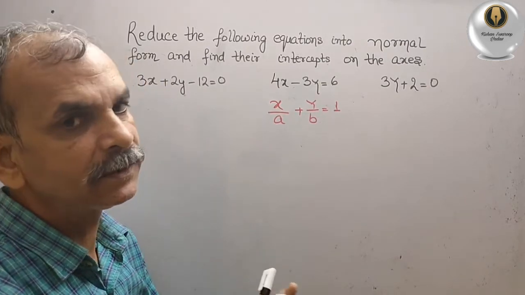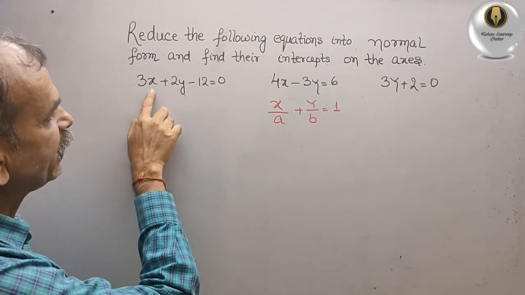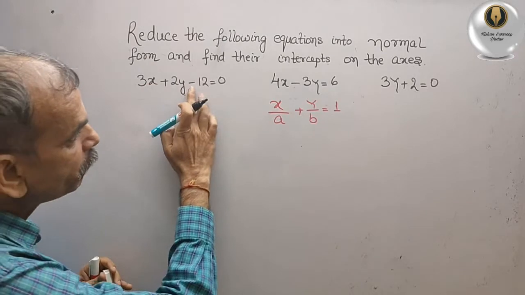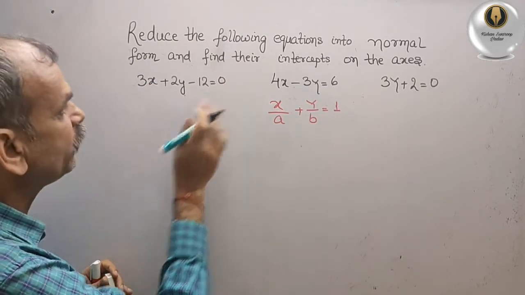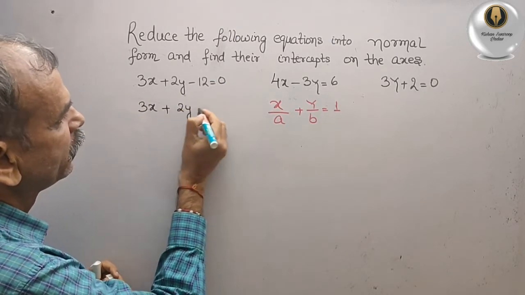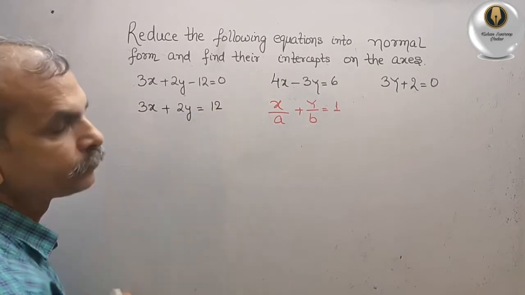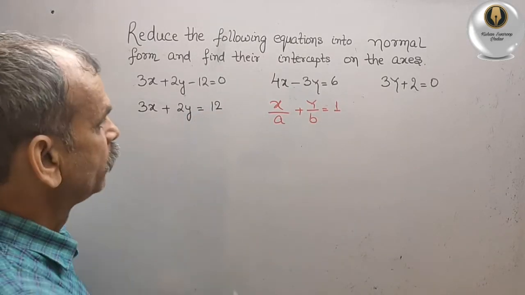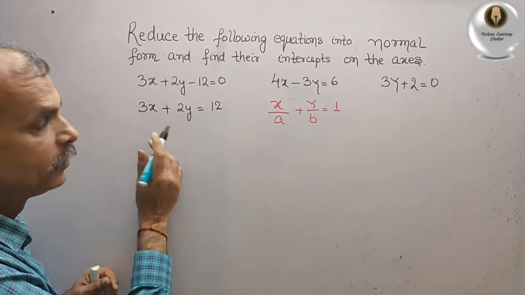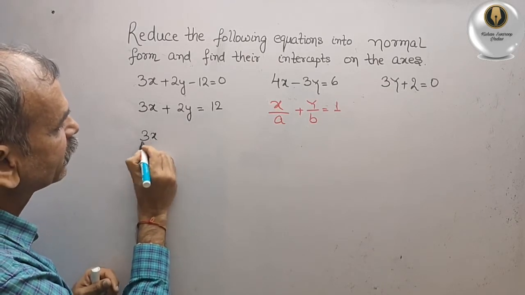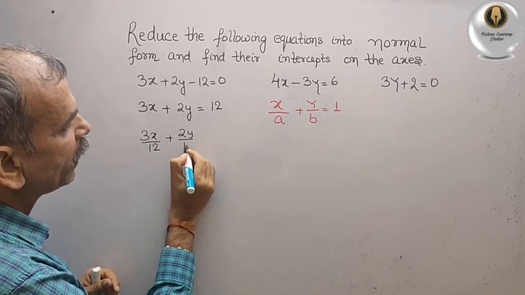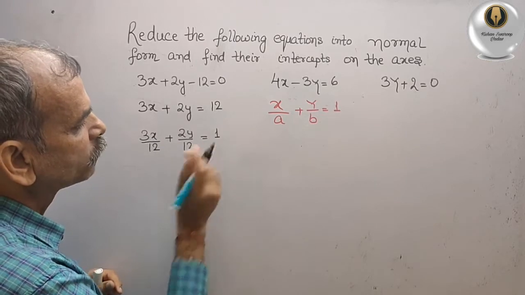So how we will write? Just you can see here. First is 3x plus 2y minus 12 is equal to 0. That means just bring this 12 to this side. You will get 3x plus 2y is equal to 12. Now, bring this 12 down here. So what you will get? You will get 3x by 12 plus 2y by 12, that is equal to 1.